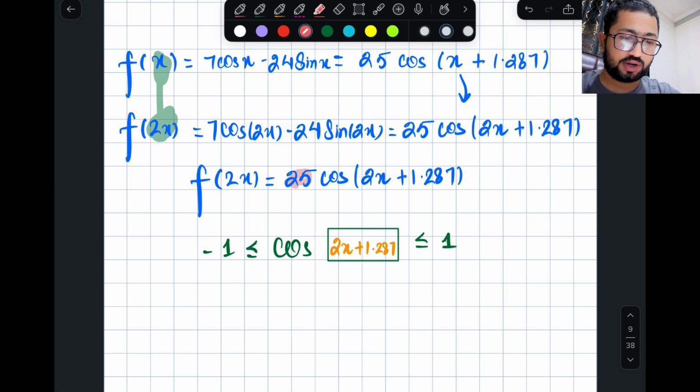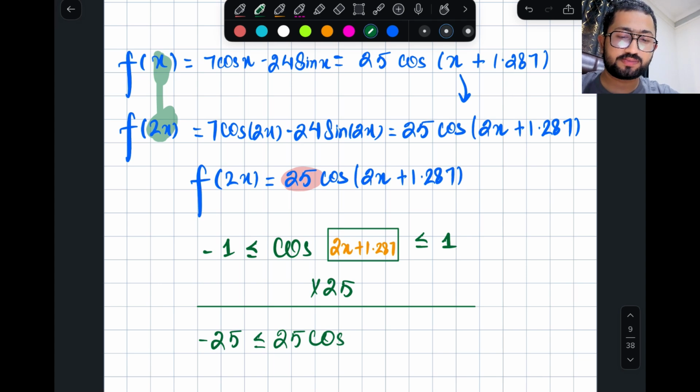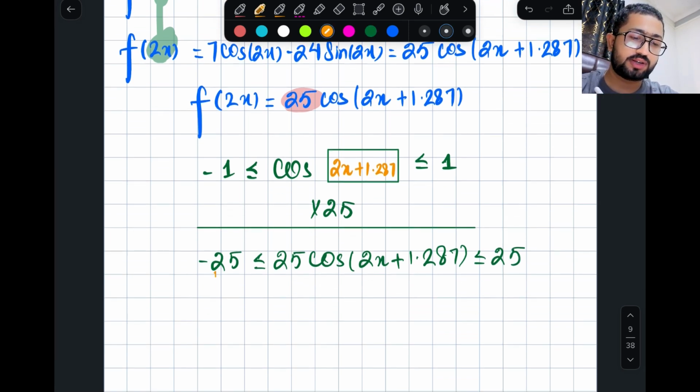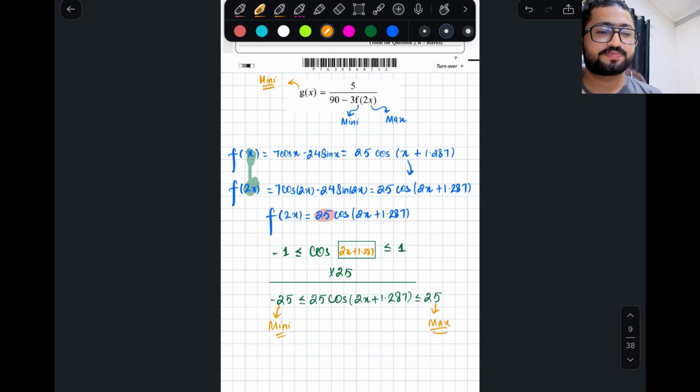So what do I have to do now? I need to multiply with 25. So what will be the minimum value? Please make sure to multiply 25 with every term. It becomes 25. The minimum value is minus 25 and the maximum value is 25. Check it, beta. Always do these types of questions exactly like this.